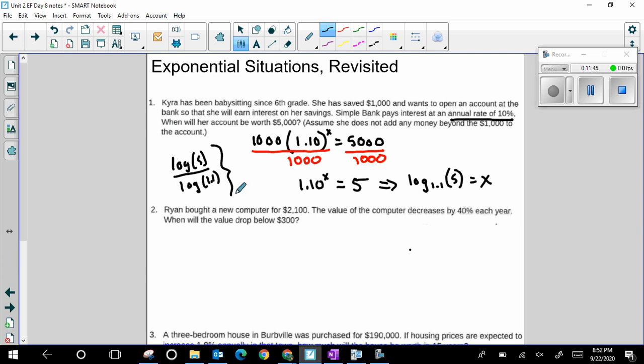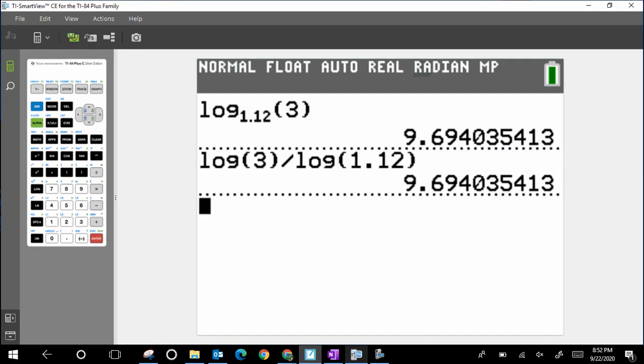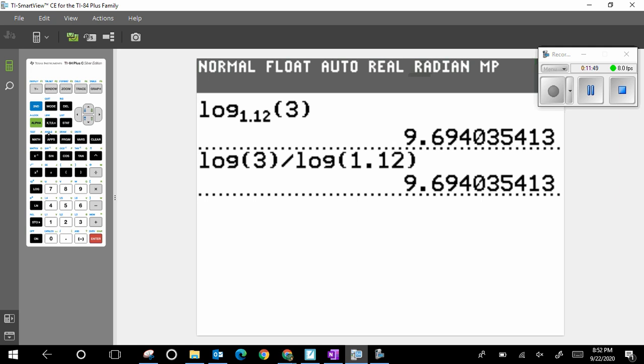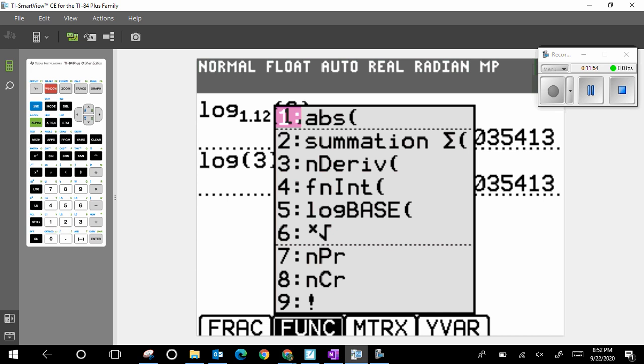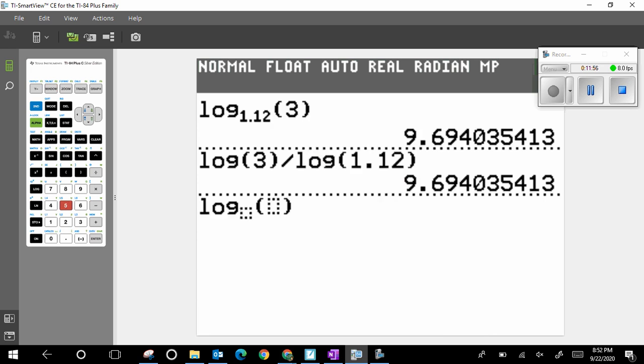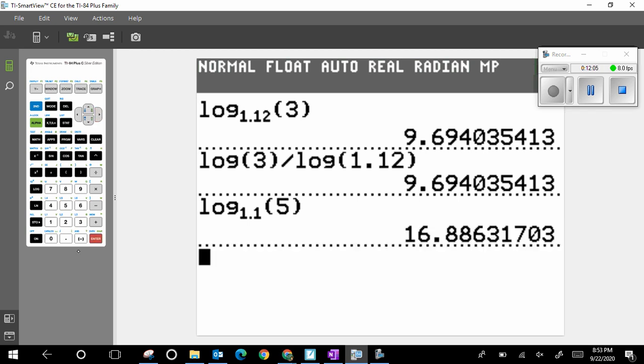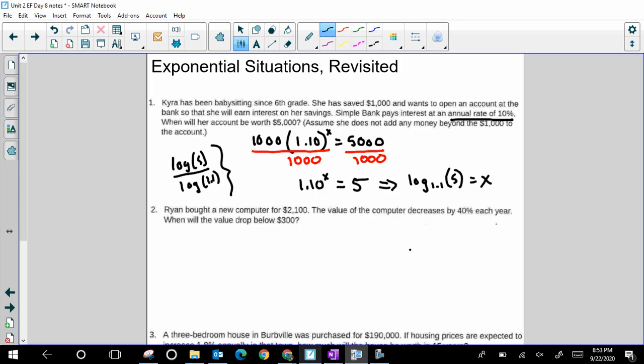But that key is pretty handy, that alpha F2. So we're going to press alpha F2, number 5, log base. We're going to put 1.1 there, arrow over, and we have a 5 there, I believe. Press enter, and it's the exact same answer as we got before when we graphed it. So about 16.9 years to get $5,000.